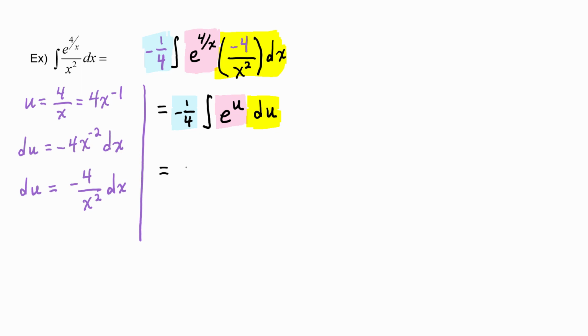So this becomes negative 1/4 e to the u plus c. And because this is an indefinite integral, we have to go back to our x. So this becomes equal to negative 1/4 e to the 4 over x plus c.